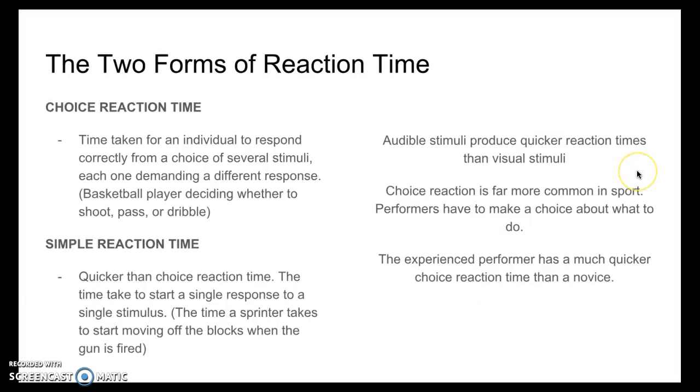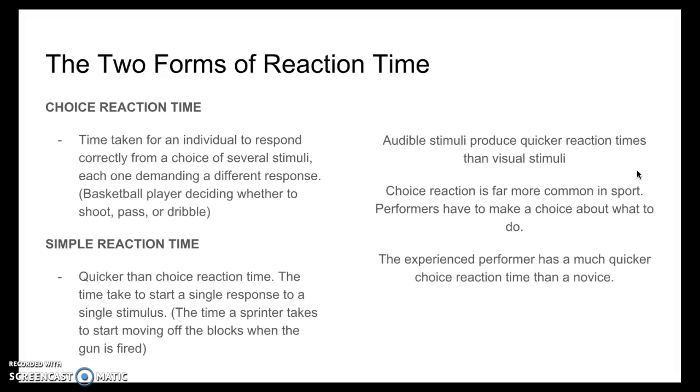In closing today, we really have 2 forms of reaction time. One is a choice and one is a simple. Choice reaction time is a little bit more complicated and takes longer, and is a little bit more demanding because we're taking multiple stimuli and trying to figure out which one we're going to use. The simple reaction time is going to be a 1-to-1 ratio. 1 response to 1 stimulus.